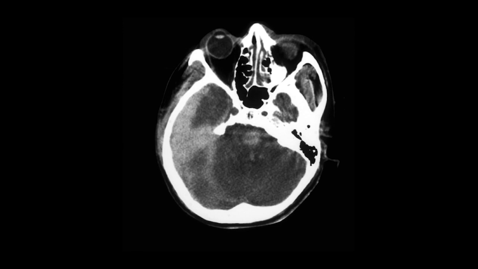This is a patient with a Duret hemorrhage. They have a large right temporal acute subdural hematoma and downward transtentorial herniation. And you can see in the pons is an area of hemorrhage, and that's due to stretching of vessels and rehemorrhage.